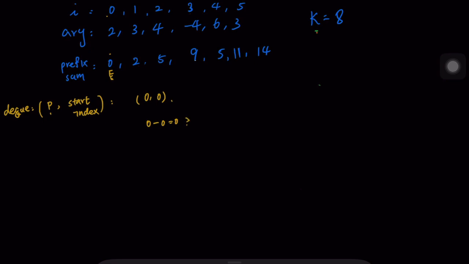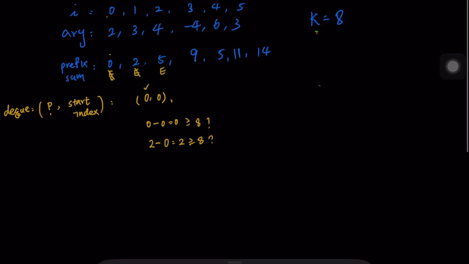Is it greater or bigger than 8? No, it is not. So we move our ending index to the next element. Okay, in the next element, the value is 2. And the potential start index in this deque is 0. So that is 2. Is this bigger than 8? This index 1 will become our potential start index of another subarray. So we put it here. We have a prefix of 2, and the index is 1.